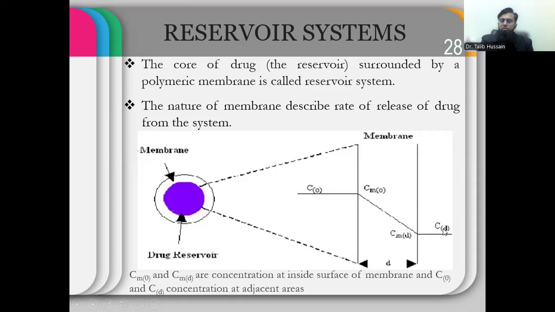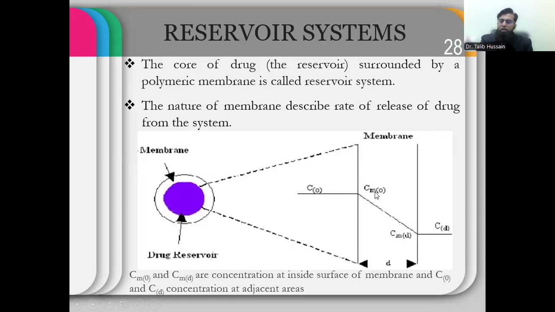Here the concentration will be Ct, a time concentration. So if we can calculate its kinetics, here the concentration from the core material that dissolves will penetrate into the membrane, and the concentration at this junction will be Cm0, the zero concentration. It will have to travel the distance of this membrane. So the concentration attained after traveling this distance, if this distance is d, will be Cmd, the concentration in the membrane after traveling distance d.